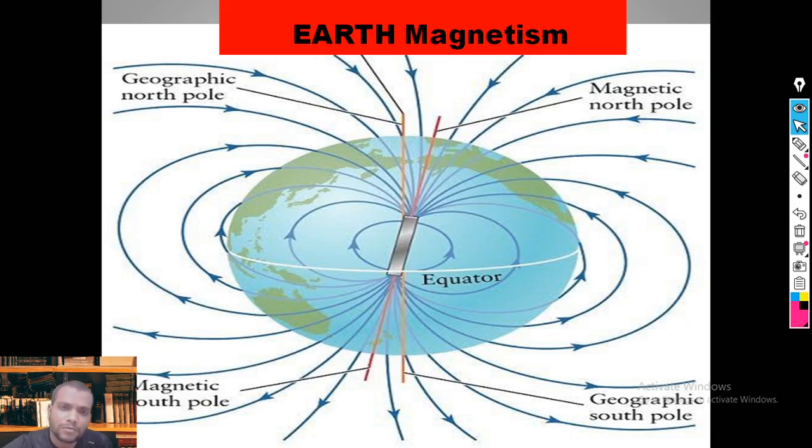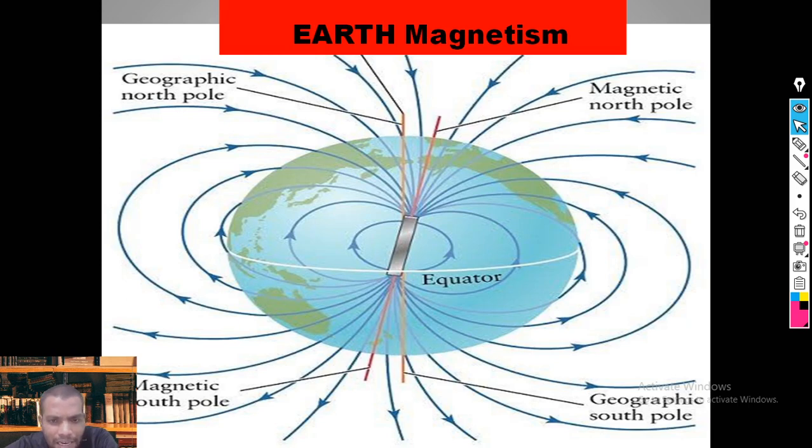So let us try to find out who tried to explain Earth magnetism, that is, the origin of Earth magnetism. Around 1600, William Gilbert, in his book De Magnete, first suggested that Earth behaves as a bar magnet and its magnetism is due to the presence of magnetic material in its center. That could be a permanent magnet. So that was his guess. He thought that at the center a permanent magnet is present.